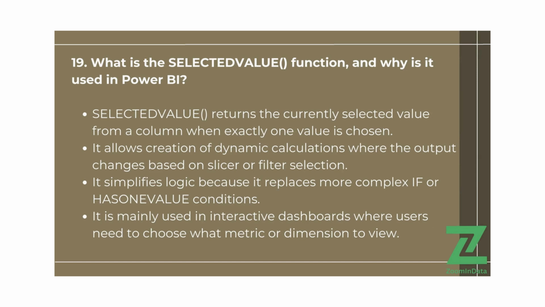19th question. What is the SELECTEDVALUE function, and why is it used in Power BI? SELECTEDVALUE returns the currently selected value from a column when exactly one value is chosen. It allows creation of dynamic calculations where the output changes based on slicer or filter selection. It simplifies logic because it replaces more complex IF or HASONEVALUE conditions. It is mainly used in interactive dashboards where users need to choose what metric or dimension to view.